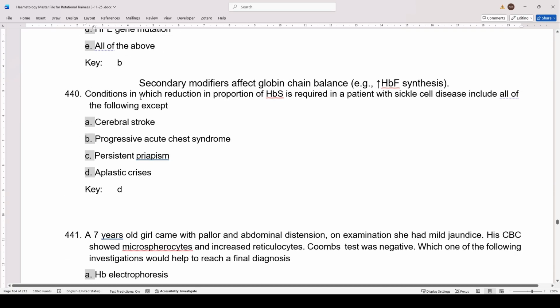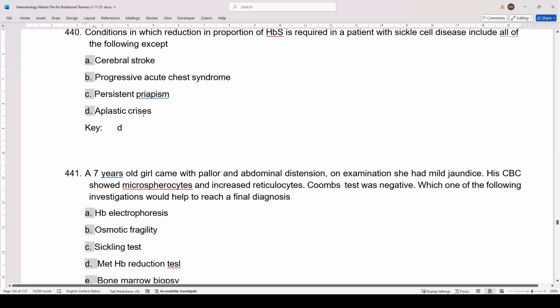Next is 440: a condition in which reduction in proportion of HbS is required in a patient with sickle cell disease include all of the following except. So the patient has sickle cell disease, so the patient will have what? He can have cerebral stroke. Okay, he can have acute chest syndrome. He can have persistent priapism. That is right, but he doesn't need this for aplastic crisis.